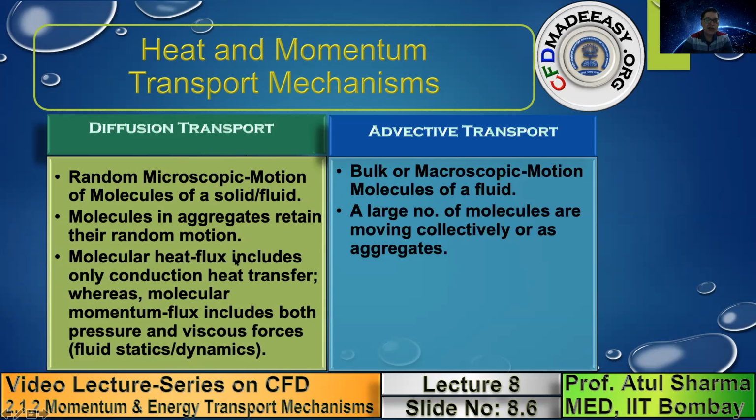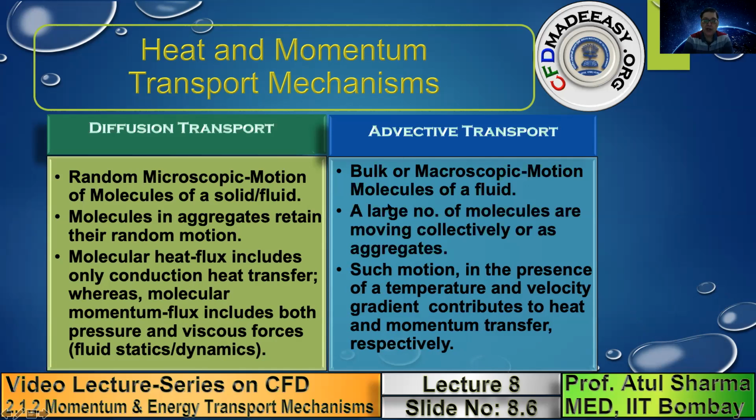Molecular heat flux includes only conduction heat transfer, whereas molecular momentum flux includes both pressure and viscous forces. The random motion of the molecules in heat transfer results in conduction heat transfer, whereas the random motion of the molecules in fluid mechanics, or molecular momentum flux, includes, as I mentioned earlier, the viscous forces as well as the pressure force.